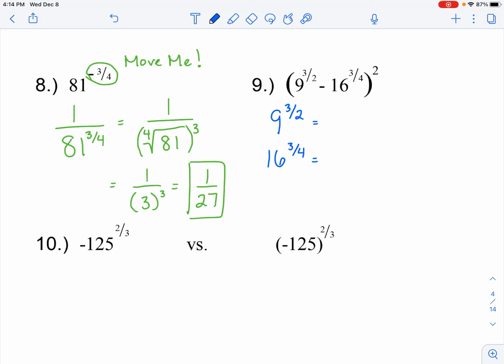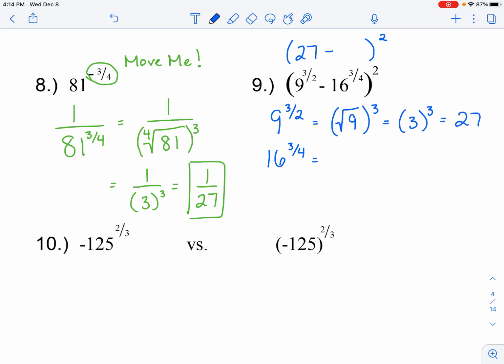Okay? This is a numerical expression, which means we need to do order of operations, or PEMDAS, or please excuse my dear Aunt Sally, however you learned it. Simplify inside the parentheses to a single number first, then deal with the exponent on the outside after the fact. So 9 to the 3/2, that's the square root of 9, cube the result. So this is 3 cubed, which is 27. Okay, so this is a 27 right here in the parentheses.